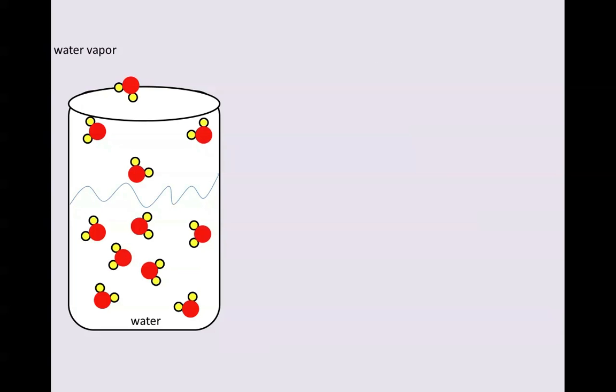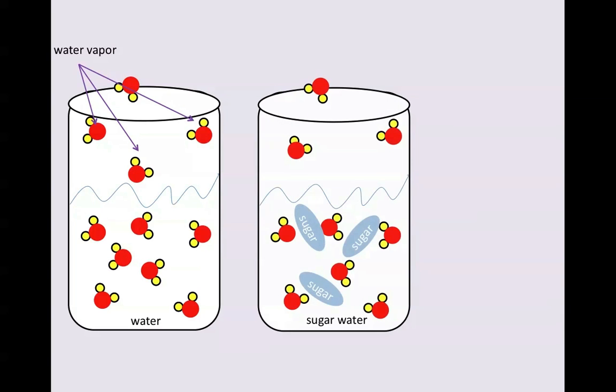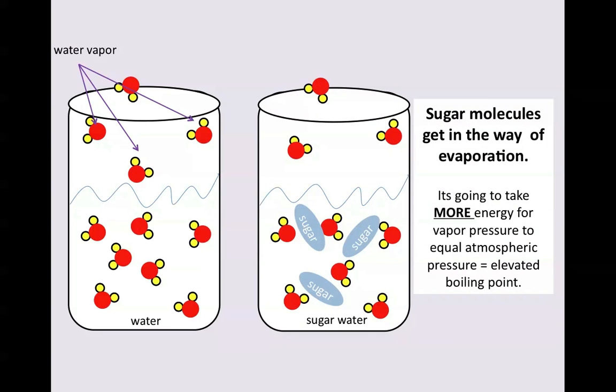All right, so we're going to look at these two examples. On the left-hand side, I have pure water. That's my pure solvent. On the right-hand side, I have just dissolved sugar particles into the water. Now, the sugar molecules get in the way of, in this case, evaporation or boiling. It's going to take more energy for the vapor pressure to equal the atmospheric pressure, so it's going to cause an elevated boiling point, or a higher boiling point. They have to get to a higher temperature.